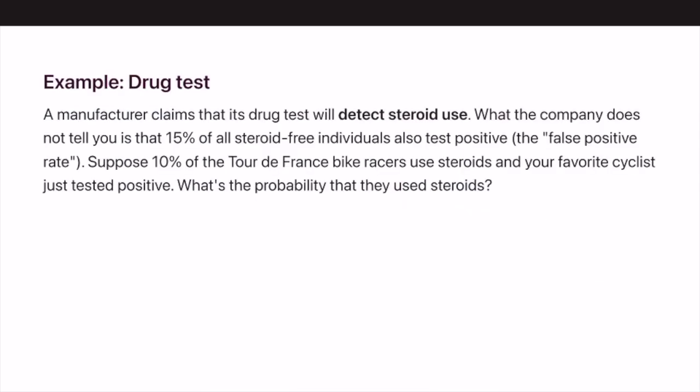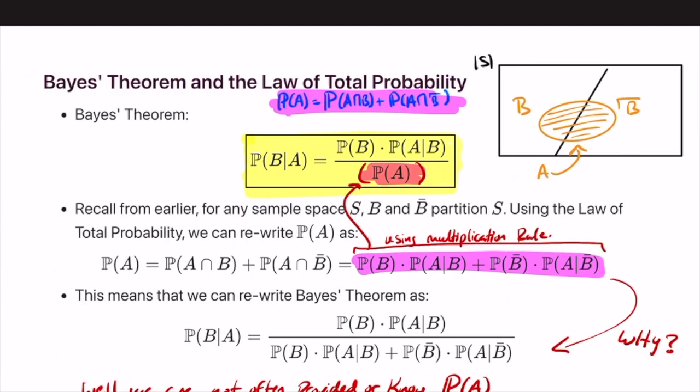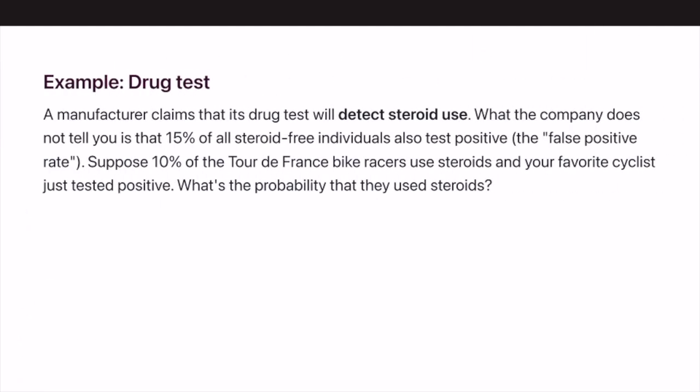Let's try this example. One of the key things in this example that we'll go over is this idea again, because I think this can be difficult to understand. So a manufacturer claims that its drug tests will detect steroid use, and let's assume that the numbers they give are quite good. Let's say that 95% of the time it works.